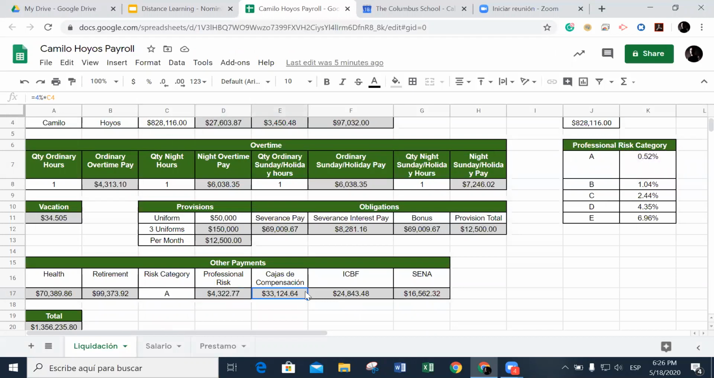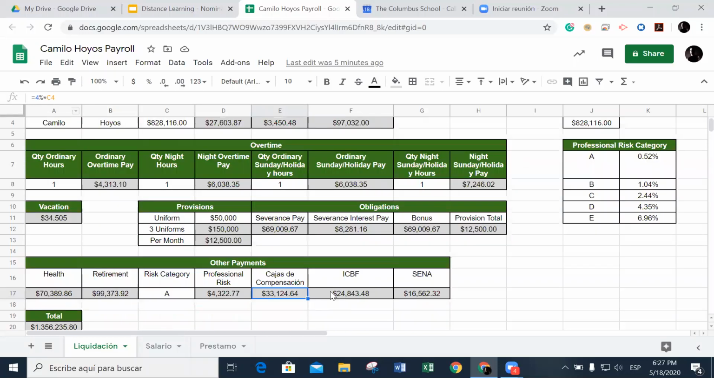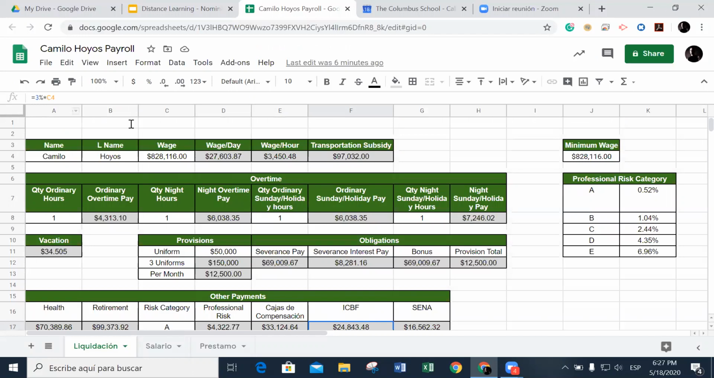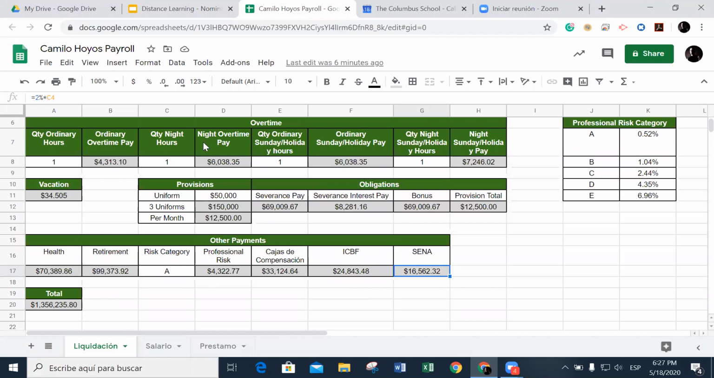Now the caja de compensación is 4%. Now all of these standards are being set by the government, and they're telling us that the caja de compensación is 4%. So now the wage times 4% gives me this total. Now the ICBF is 3%. So the wage times 3% gives me this total. And the SENA is 2%. So the wage times 2% gives me this total.